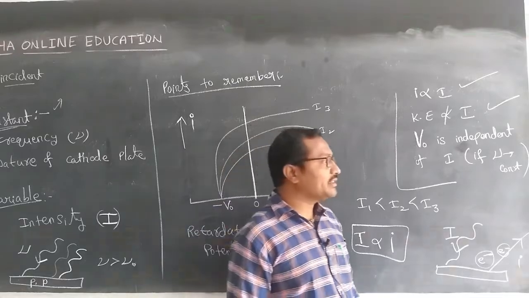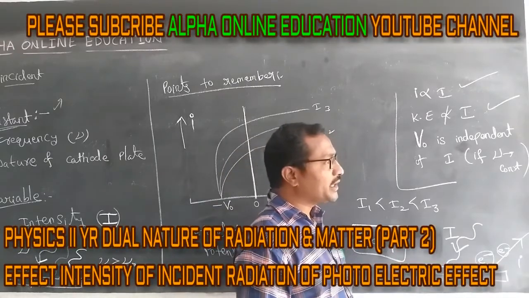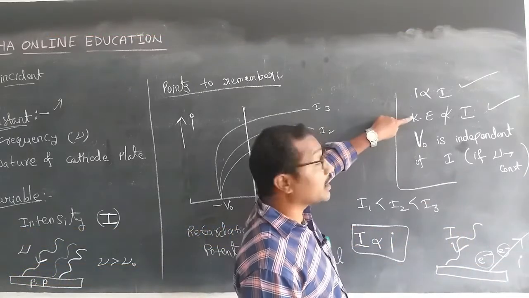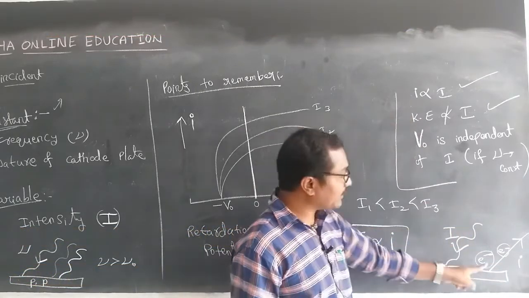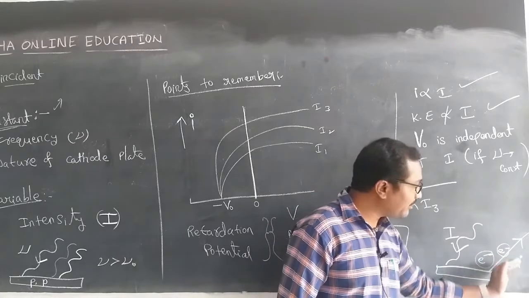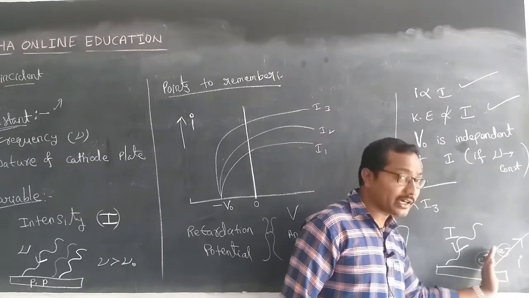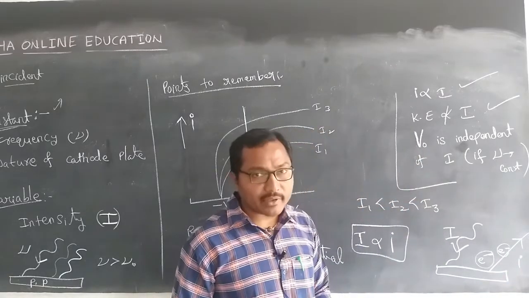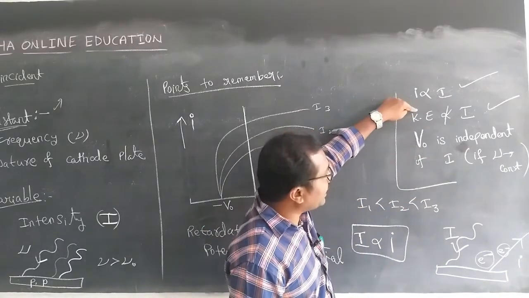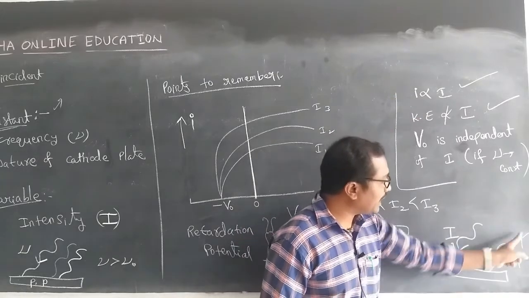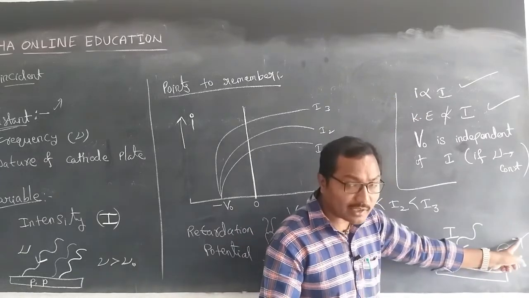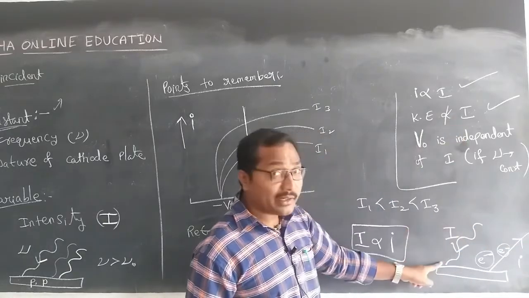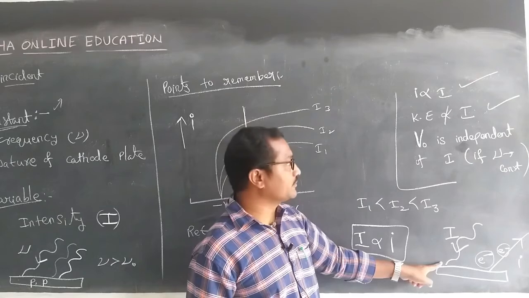And this intensity of incident radiation is not going to affect the kinetic energy of the electrons. See, these electrons are emitted, and after the emission they are moving. If a body is in motion, then it has kinetic energy. So this kinetic energy of the emitted electrons is completely independent of the intensity of incident radiation.